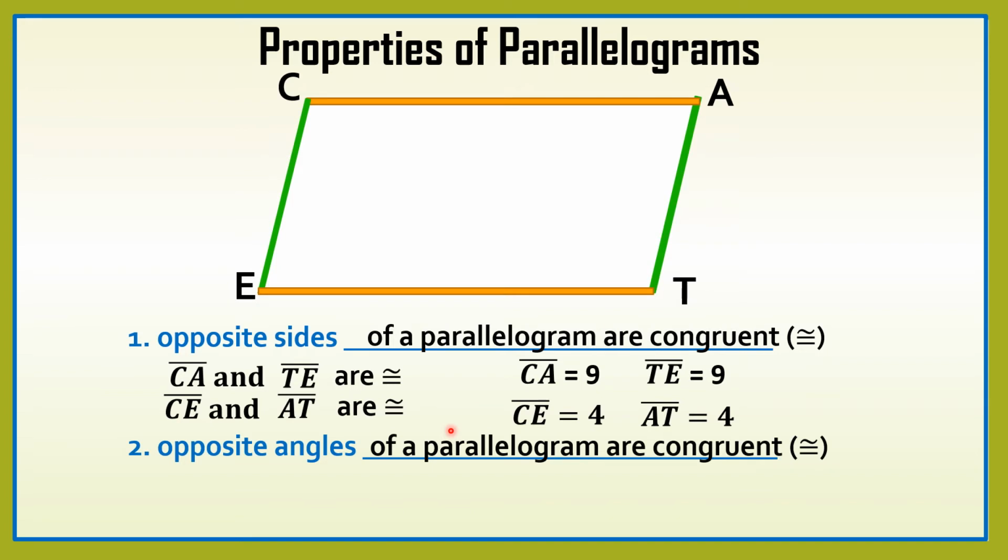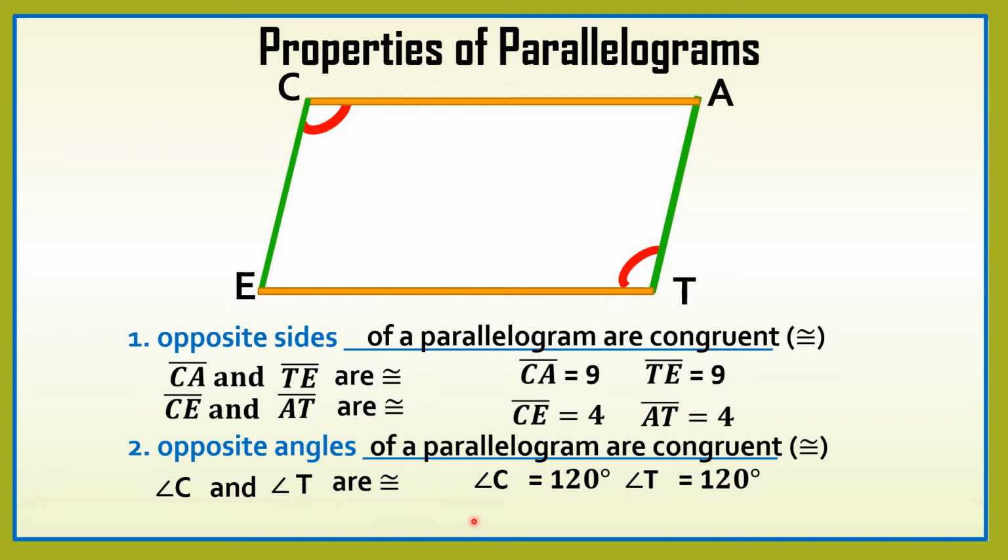Let's go to opposite angles of a parallelogram. Opposite angles of a parallelogram are congruent. So let us identify the opposite angles of a parallelogram. Let's have here angle C. The opposite angle C and angle T. So they are congruent. If the measure of angle C is equal to 120, therefore, the measure of angle T is equal to 120 also because they are congruent.